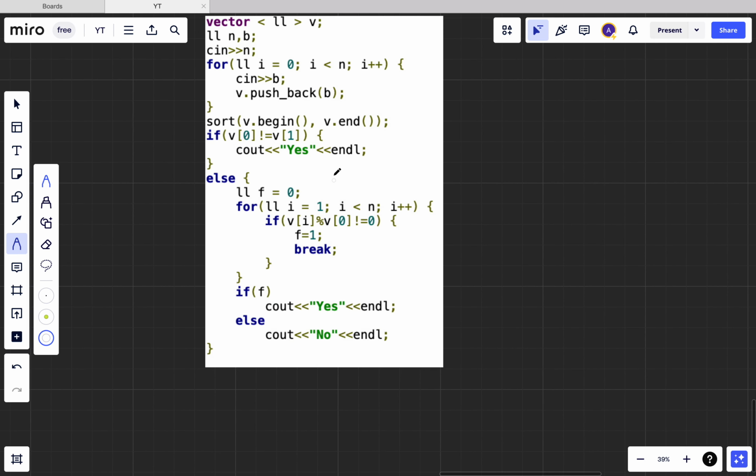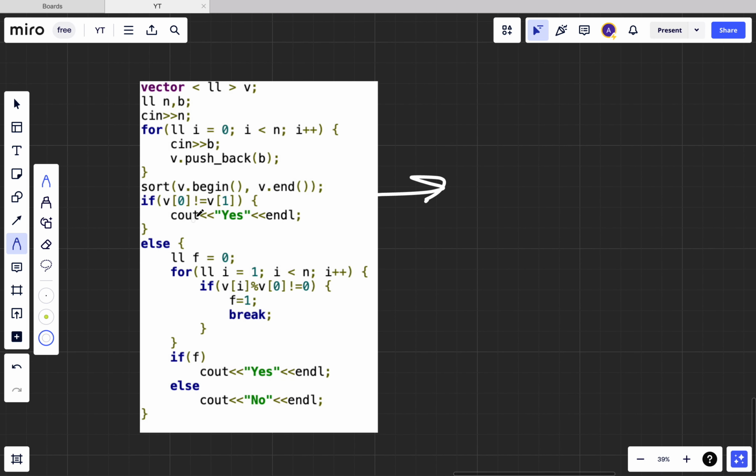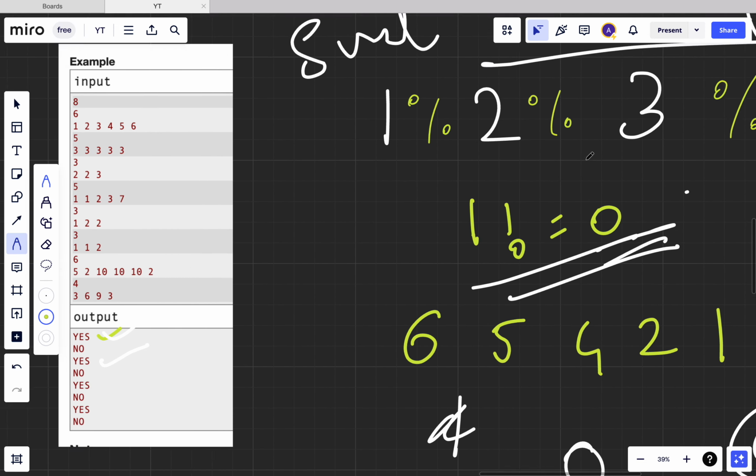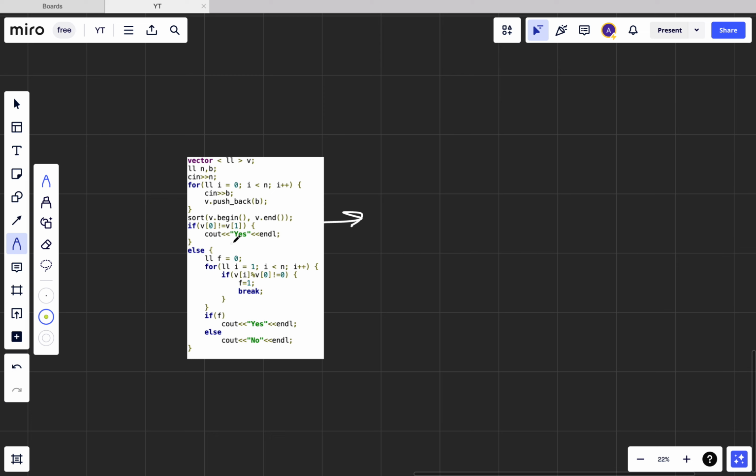So that's what I did here. v of 0 is not equal to v of 1 means after sorting, this condition 1 is not equal to 2, so you're simply printing yes. If there are duplicates on the left side, I just want to see from the right, is there anything that perfectly divides? If it does not perfectly divide, then I can definitely say that there exists a smaller number. Using that number, I'll be able to compute for others. So I'll just put f equal to 1 and break.